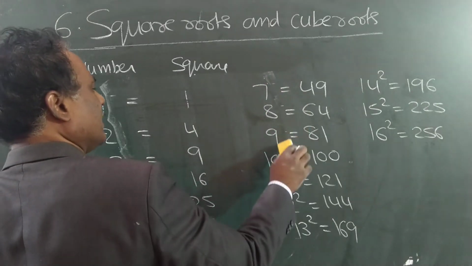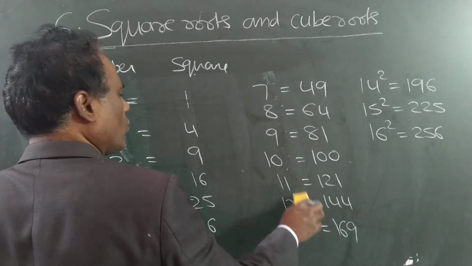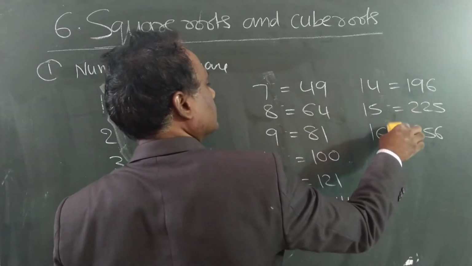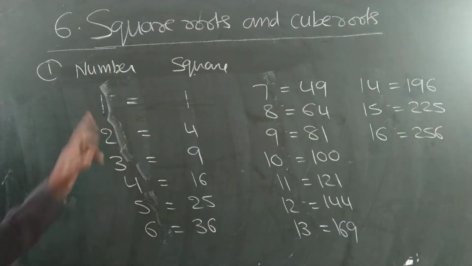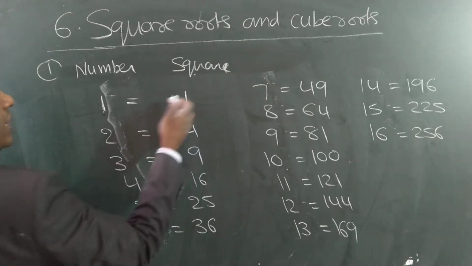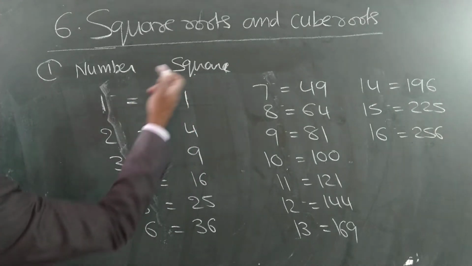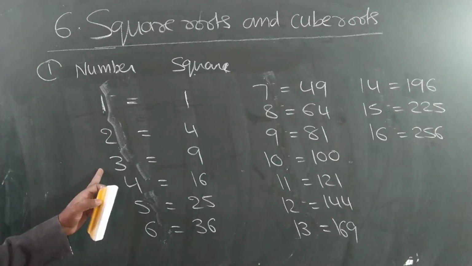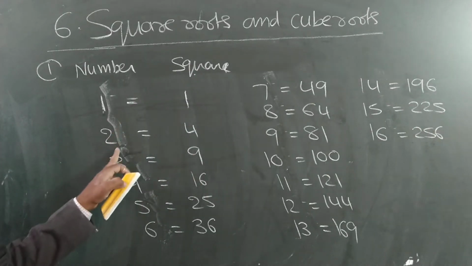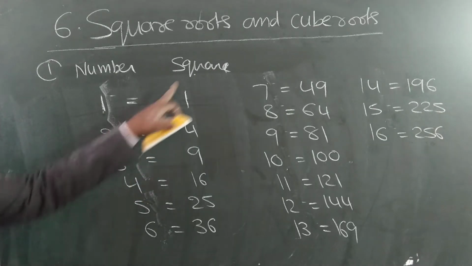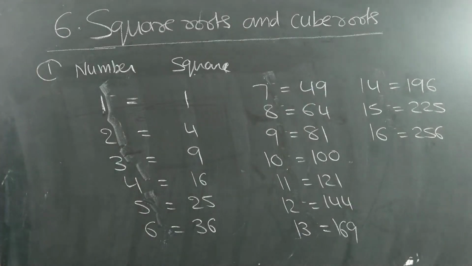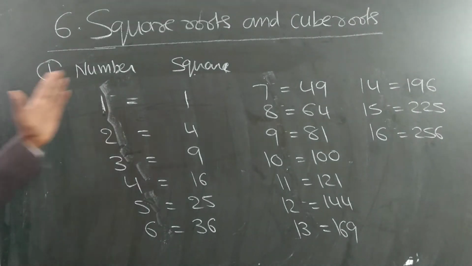Some examples I gave. When a number is given, how to find its square. Square means multiply 2 times. Like this, 1 is a number. What is its square? Square here I wrote. Square of 1 is 1. 2 is a number. Square of 2 is 4. Square of 3 is 9. I am not writing square here. Already I wrote here, no? So need not write again. That means it is already written here. Number and its square.